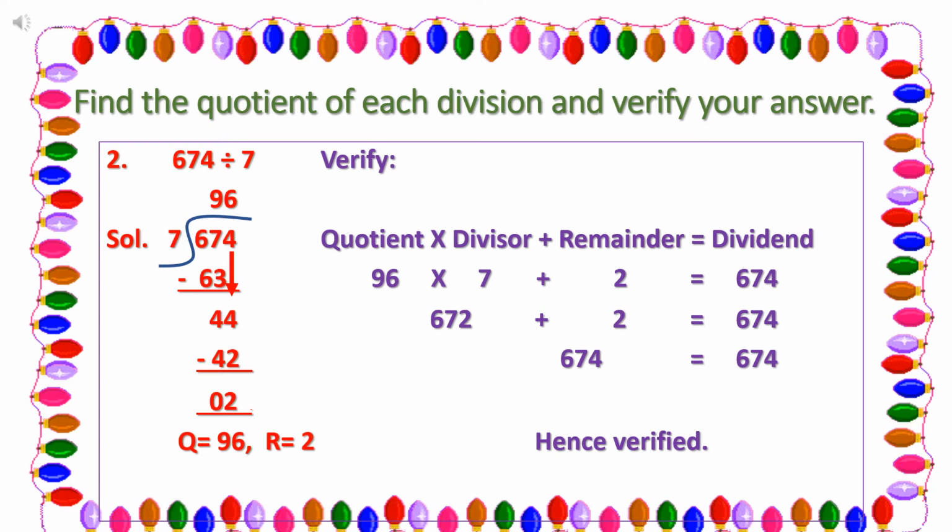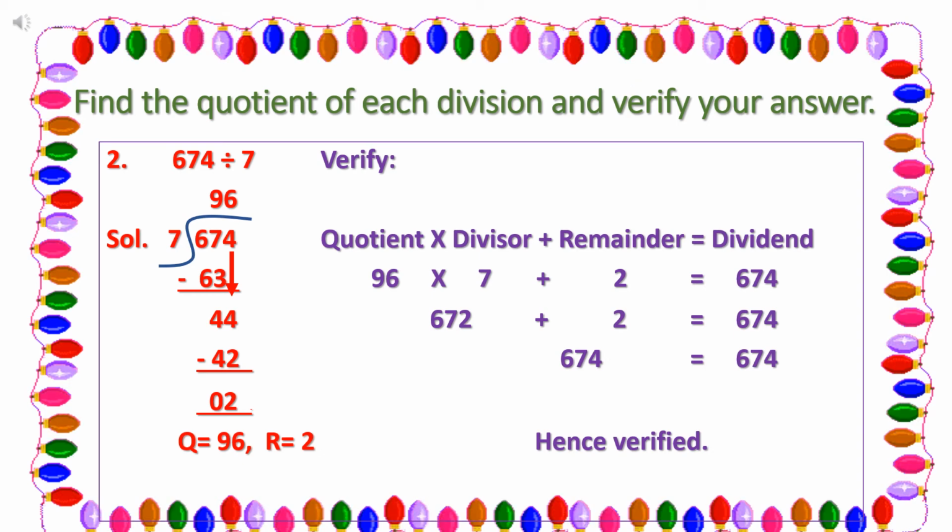So we will write 6 in the ones place in the quotient. 4 के बिल्कुल ऊपर हमने 6 लिखना है. जो डिविडेंड में 674 का 4 है उसके बिल्कुल ऊपर हम 6 लिखेंगे. So now we have completed our sum and we have got 96 as quotient and 2 as remainder. Now we have to verify the answer also. हमें answer check भी करना है.